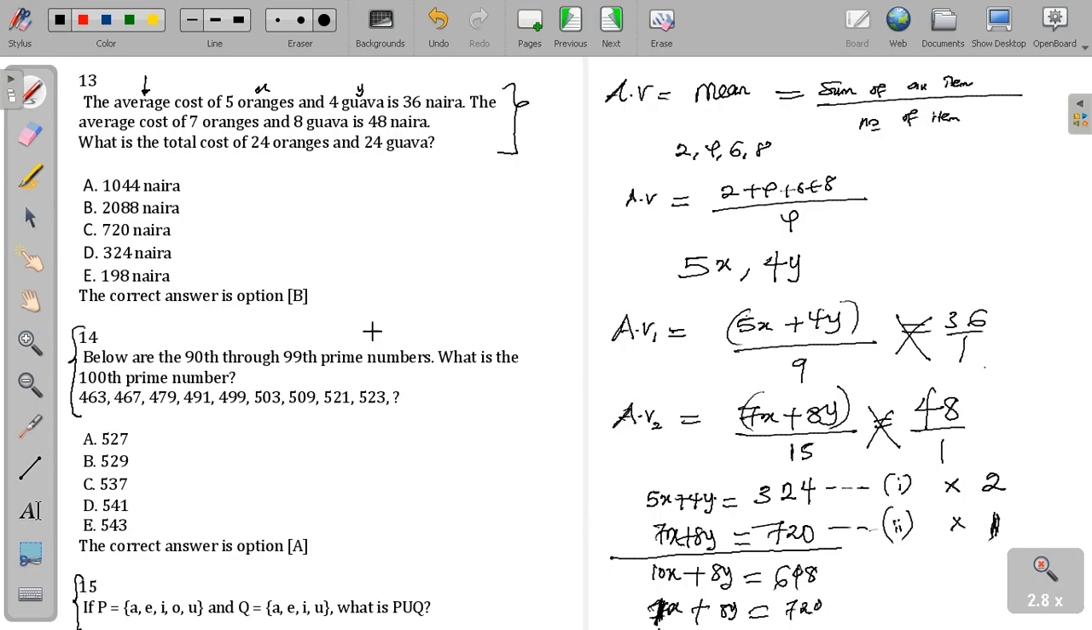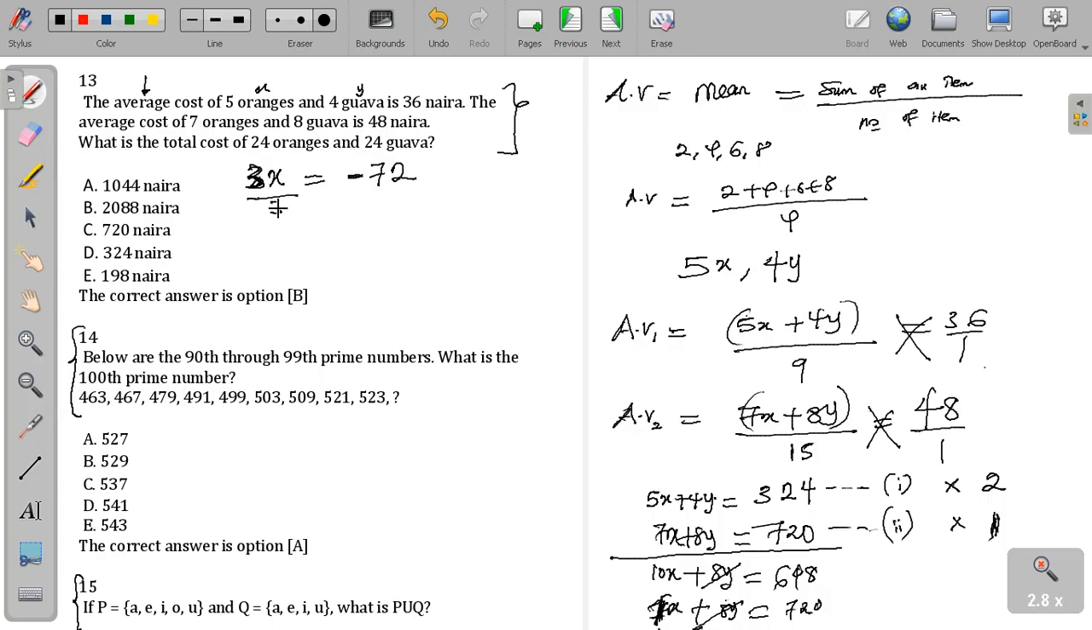So 10x minus 7x, what would that give us? Just put the minus here, minus, minus. So 10x minus 7x, that's 3x. Okay, that's 3x. All right. Now 8y minus 8y, that's 0. So I don't have any other thing again. Equals to, what is 648? 648 minus 720. What would that give us, guys? 24. Is that 24? Okay, sorry, 70. That's what? 72. Thank you, minus 72.